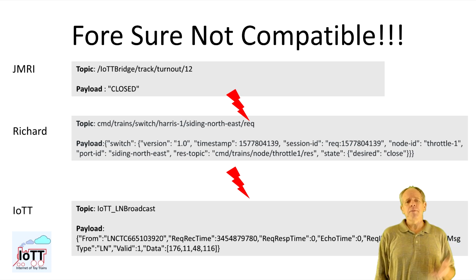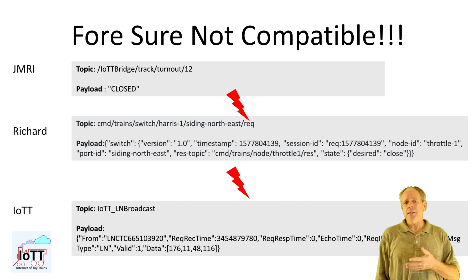The JMRI message has most of the information in the topic string, including the address of the switch to be operated. The payload itself only has a string with the requested position. Richard's message structure has the command type and some geographical information in the topic. The payload is using a JSON string, which is state-of-the-art in IoT messaging, because it makes it much easier for decoding the individual message elements.